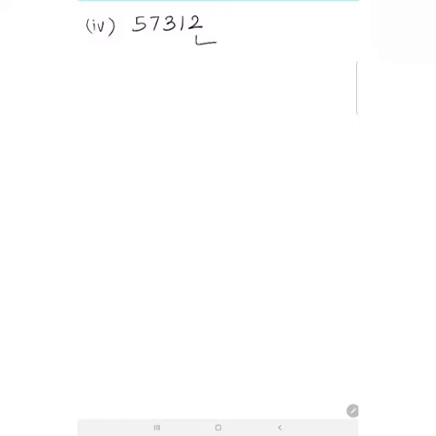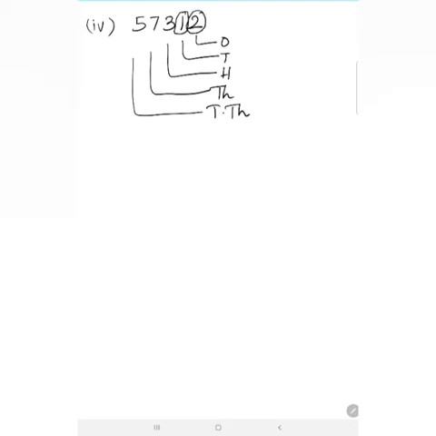57312. Okay. This is the ones place, this is the tens place, this is 100, this is 1000, and this is 10,000. Isn't it? So you have to round off this tens place alone. See the ones place. It is lesser than 5. Then what will you do? You leave the number as it is, and the ones place changes to 0.